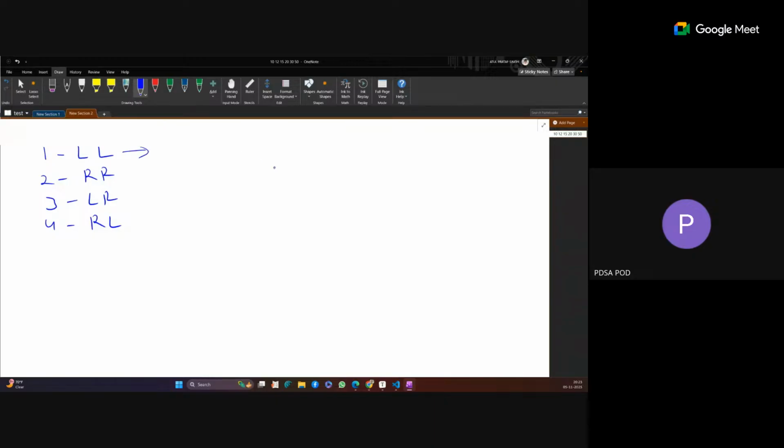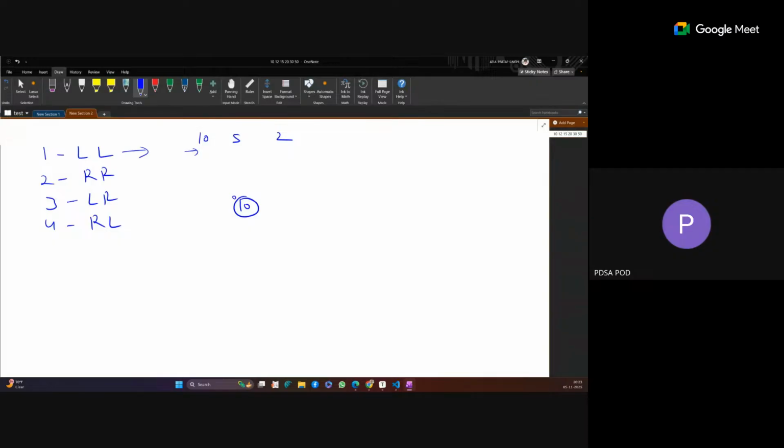Just understand this. Suppose we are discussing the first one, left left, so the order of insertion is 10, 5, and 2. Suppose we get this insertion order of elements, so we will create a binary search tree for this. First we will insert 10. This becomes the root. Now we will calculate the balance factor for this, so this is 0.